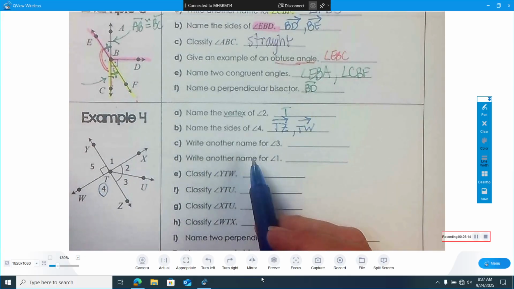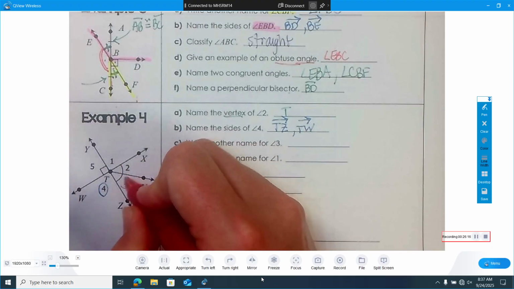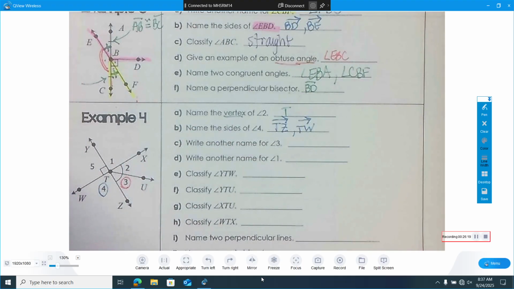Write another name for angle 3. Here's angle 3. What's another name for angle 3?